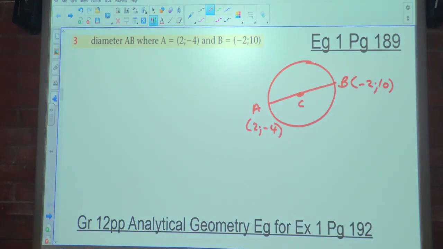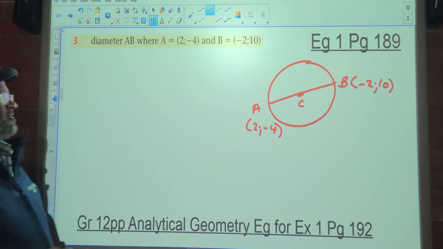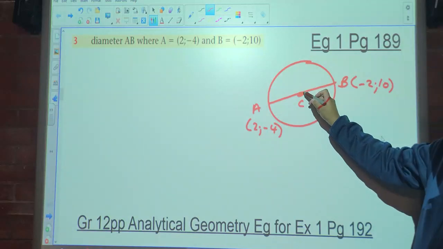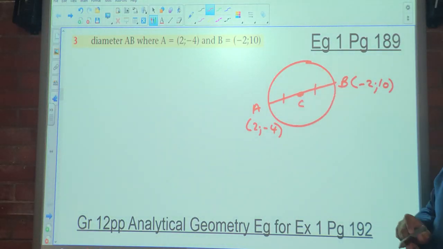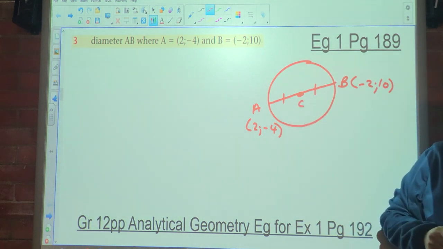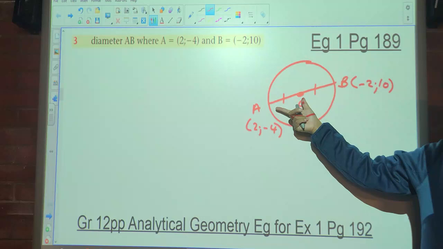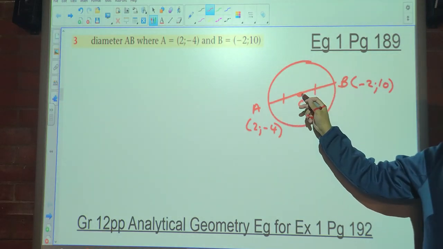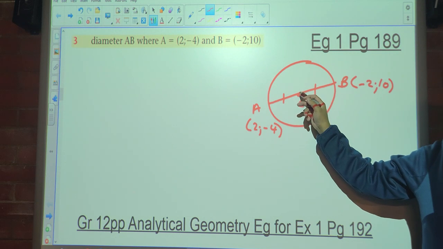So would the center of the circle be at the origin? We don't know. What do we also know about this point here? This is going to be the midpoint of those lines. Why is that the midpoint? Because that's the center, and these are your radii. Can you see that, people? So this has to be the midpoint, or the center.